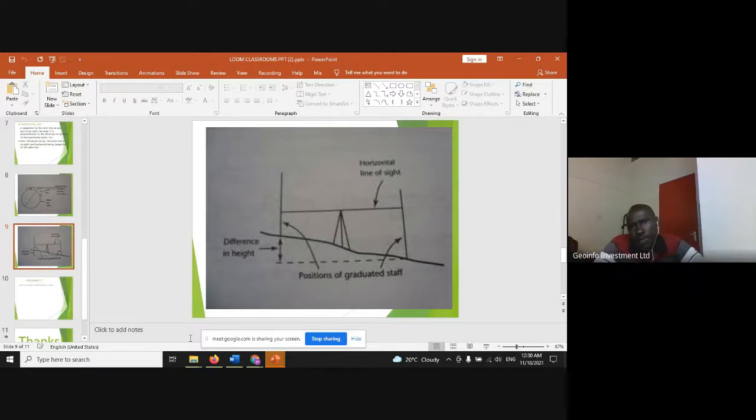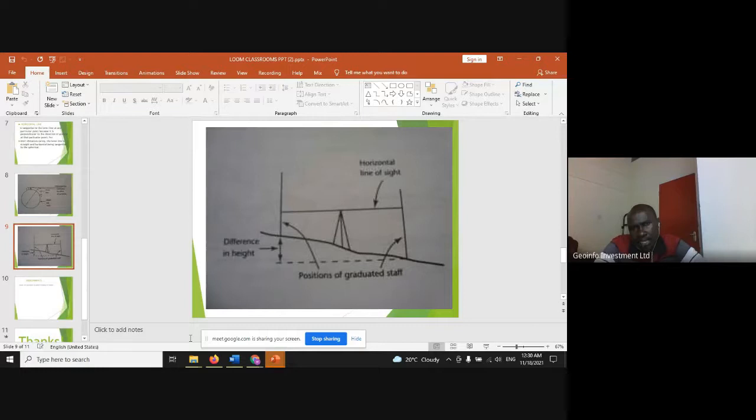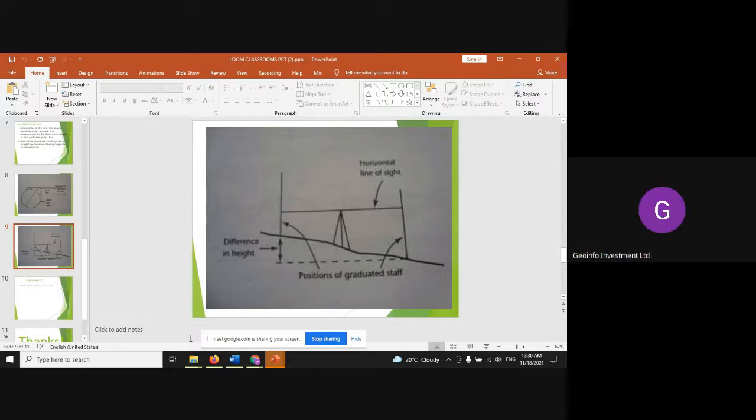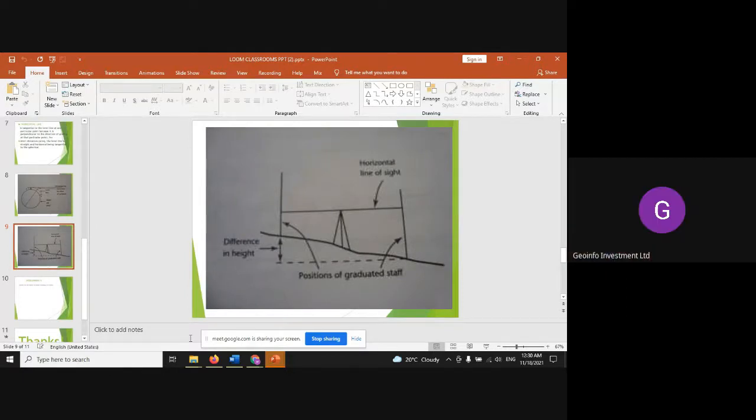Now, we use a graduated staff as our instrument for reading the level, because it has the measurements, the heights, and the height of our staff is from 0 meters to 2 meters.